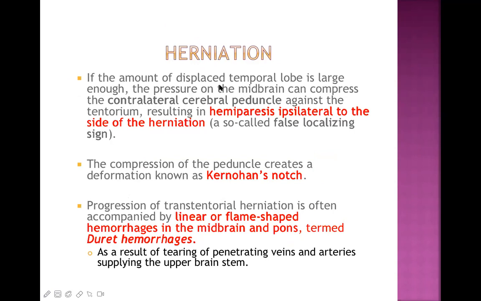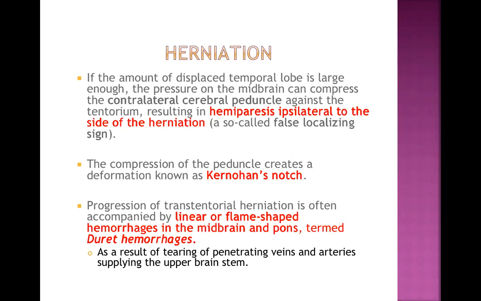If the amount of displacement of the temporal lobe is large enough, the pressure on the midbrain can compress the contralateral cerebral peduncle against the tentorium, which results in hemiparesis ipsilateral to the side of the herniation. It is called a false localizing sign. So let me explain this in a very easy way for you. Now see here, what is happening? Let's talk about one side, the right side. Say the right uncus or uncinate process of the temporal lobe is herniated from that area.